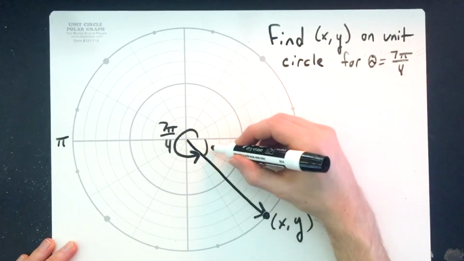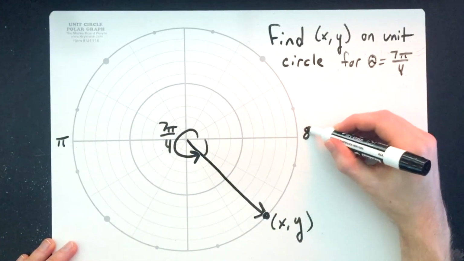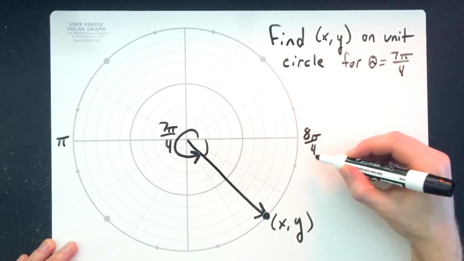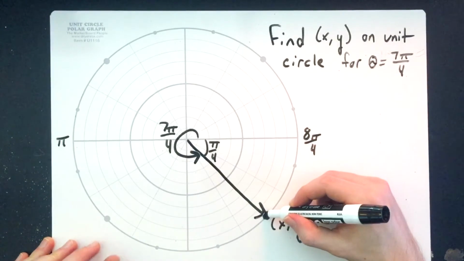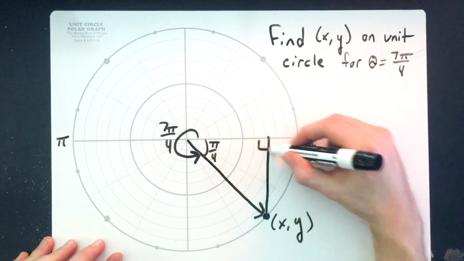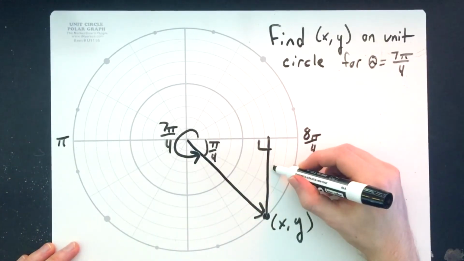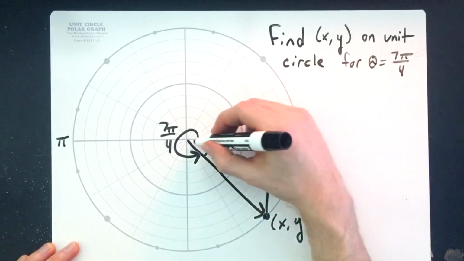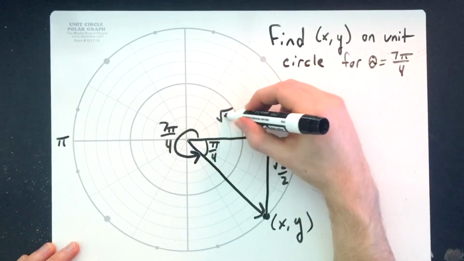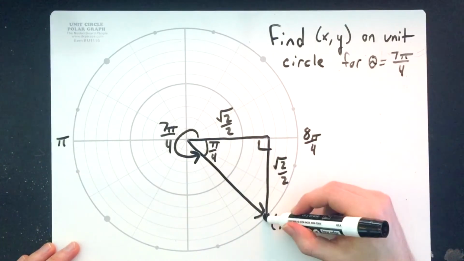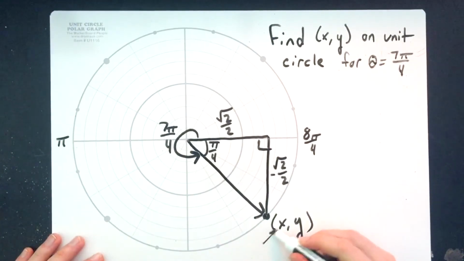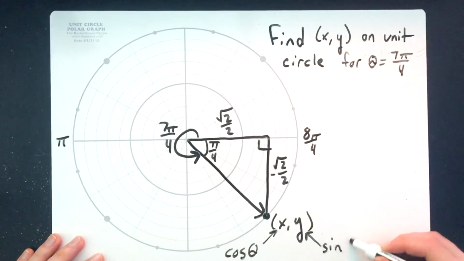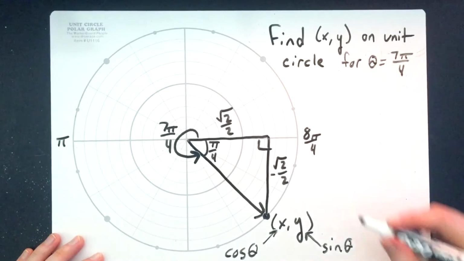All right, so to think of what this reference angle would be, I'm going to think of one full time around the circle being 8 pi over 4. And if our angle is 7 pi over 4, that means that we have 1 pi over 4 left. All right, so that makes this like the 45, 45, 90 triangle, which means that the x value and the y value are both square root of 2 over 2. We just have to be careful about positives and negatives because the right side is going down there, so that would be negative square root of 2 over 2. And that pretty much does it for us. As long as you remember that cosine of theta is the x value and sine of theta is the y value, we just have to find cosine and sine on this right triangle.